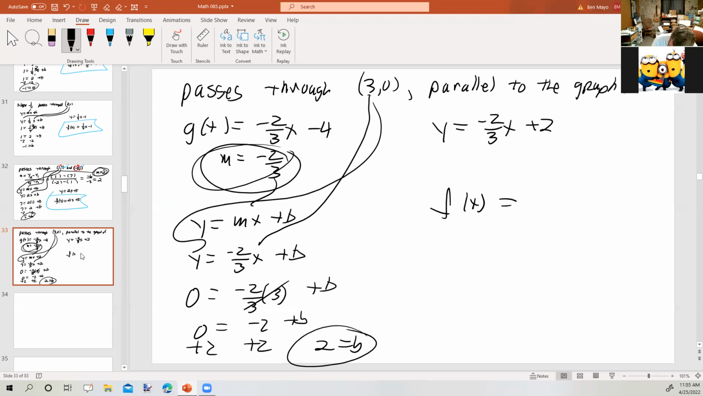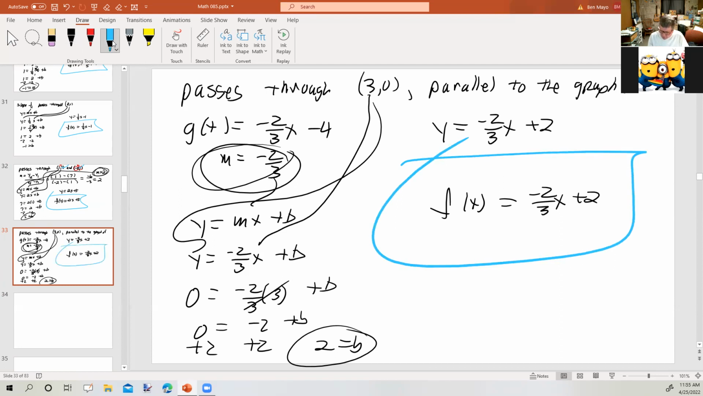Write it as a function. And there we have it. Are the lines parallel? Yeah, they have the same slope. And if x is 3, y is 0, so it checks. Any questions on that one?